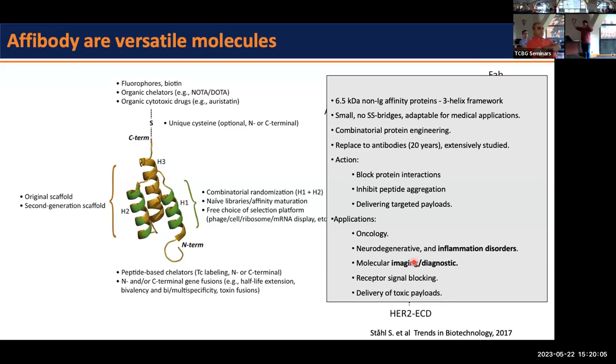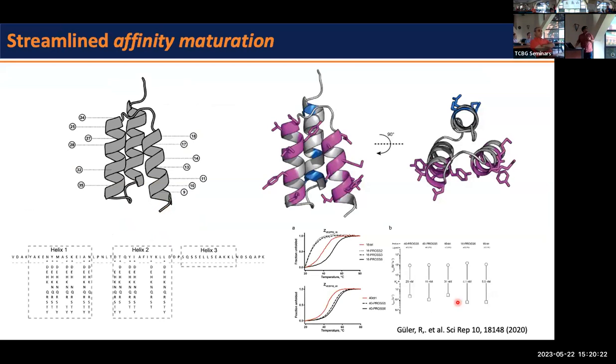Okay, and then you can attach multiples. Once you get a molecule that is target specific, you can add warheads or probes. So it's used a lot for imaging and for very specific detail of some interaction.